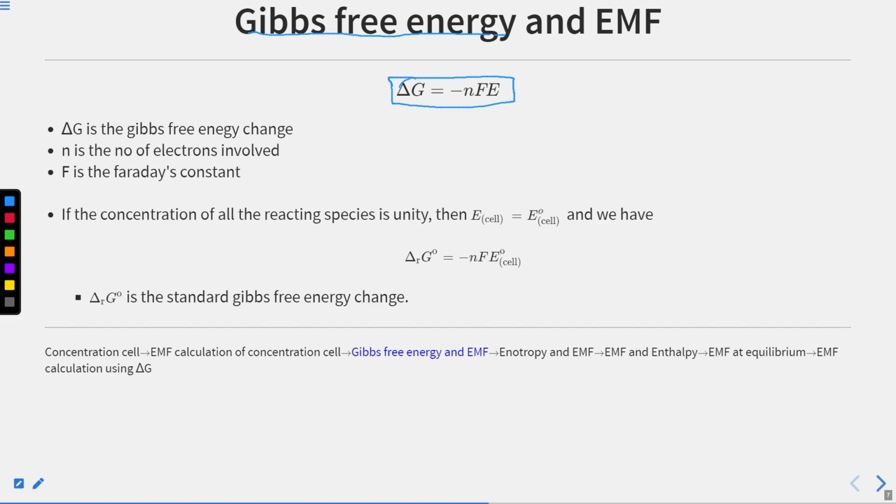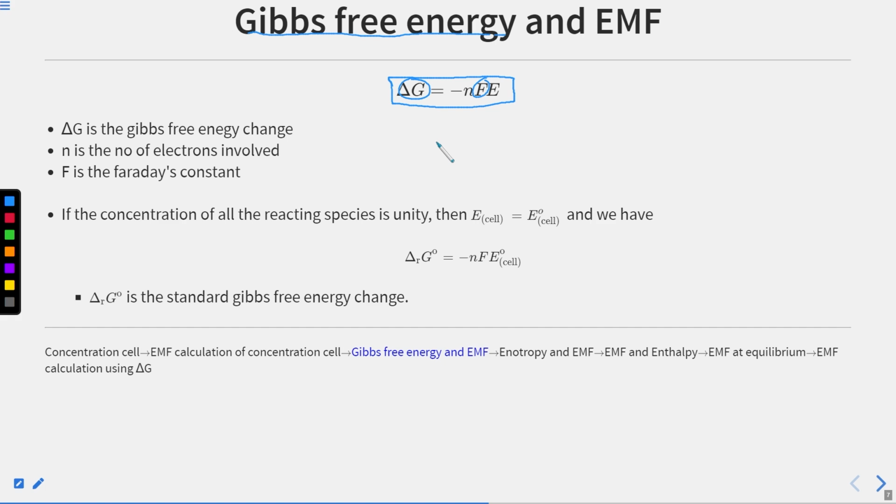That the change of the Gibbs free energy is equal to minus nFE, where n is the number of electrons involved in the reaction, F is as usual our Faraday's constant, and E is our EMF of the cell. So this is our very important equation.